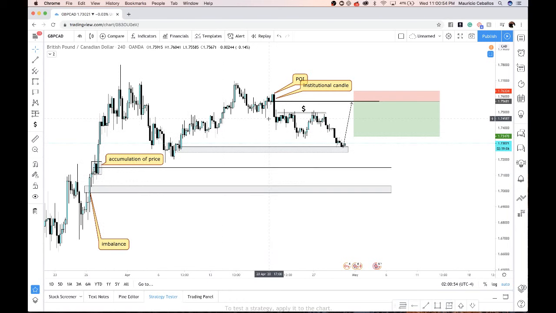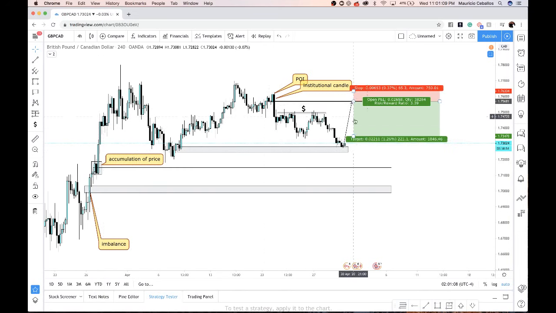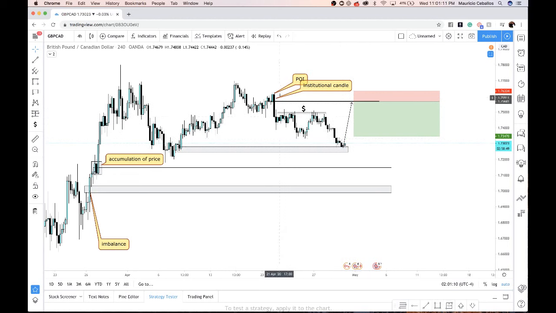So I want you guys to see, how was I able to break this down very rapidly? By identifying points of interest. When you're able to identify these points of interest, it's going to be much faster and much easier for you to identify what you can do within the market. Okay, so I showed you guys the institutional candle, accumulation, and imbalance zone.